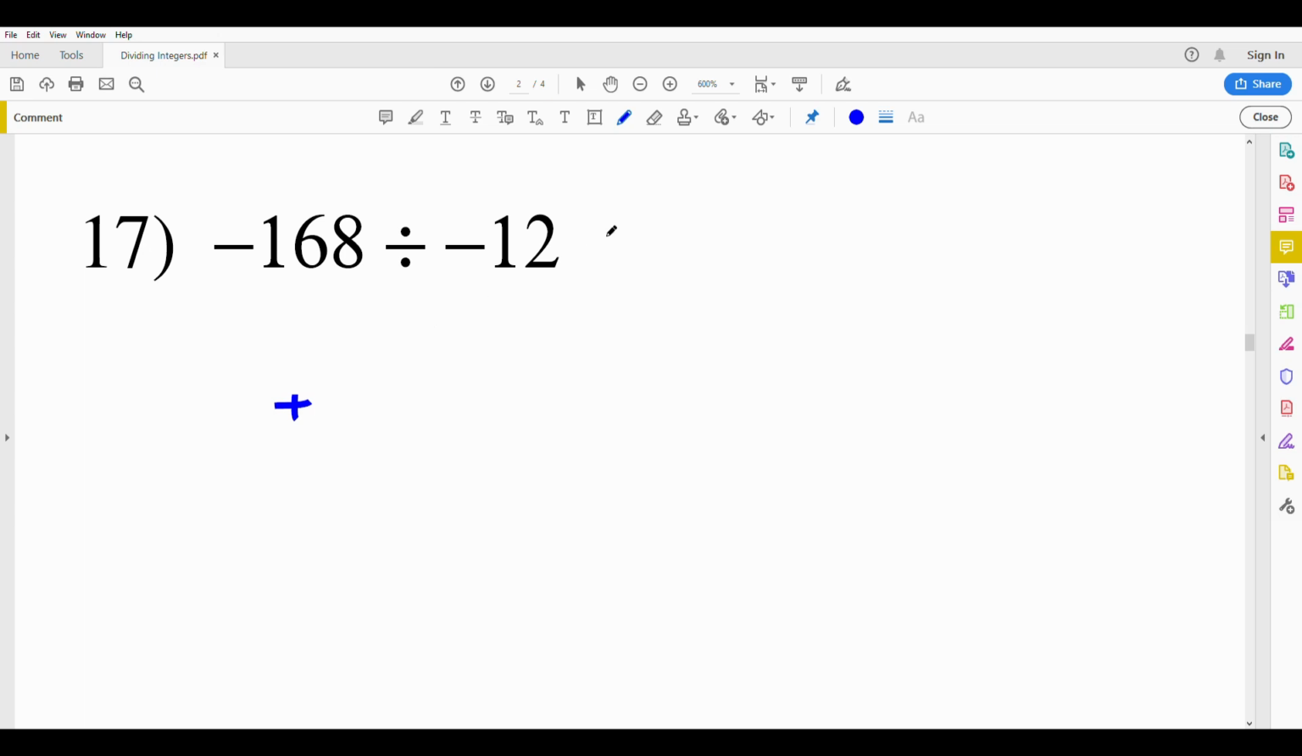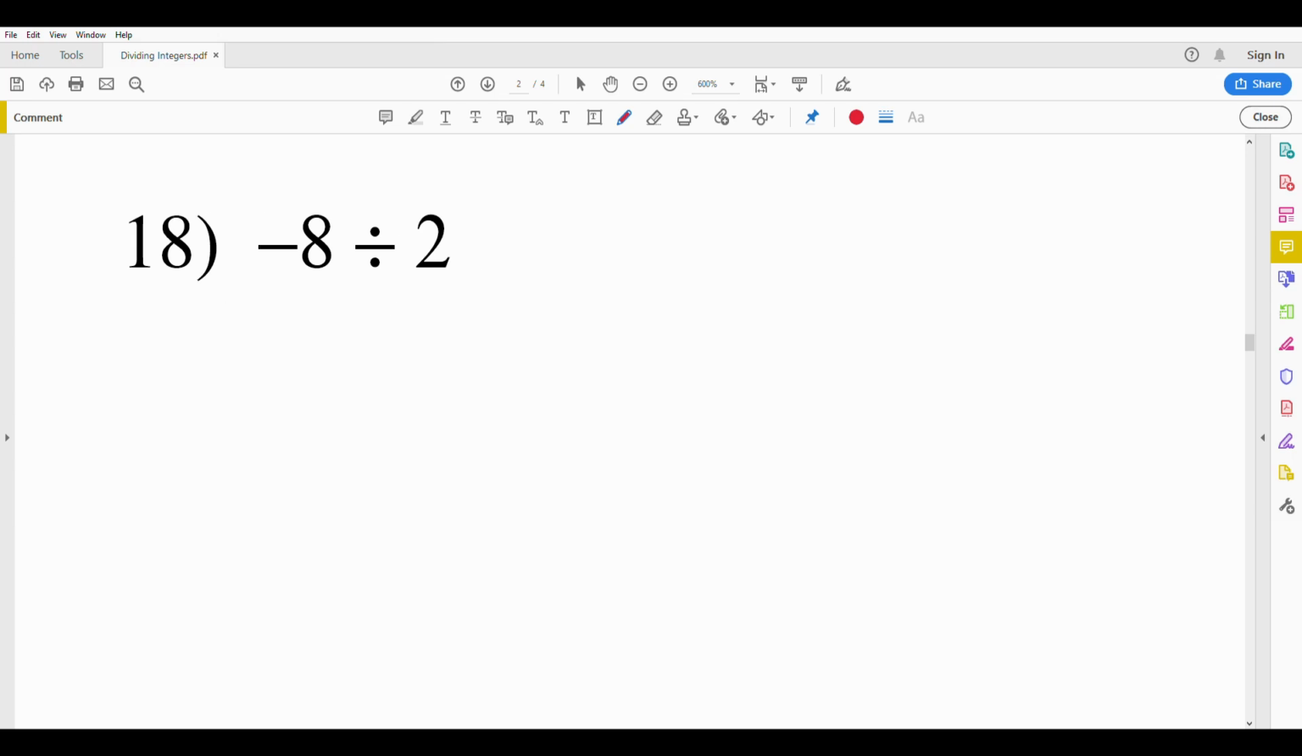Because 144 plus 12 is 156, and 156 plus 12 is 168. So I need 14 12s to get to 168. So 14, and that's a positive 14, is going to be my solution in number 17.